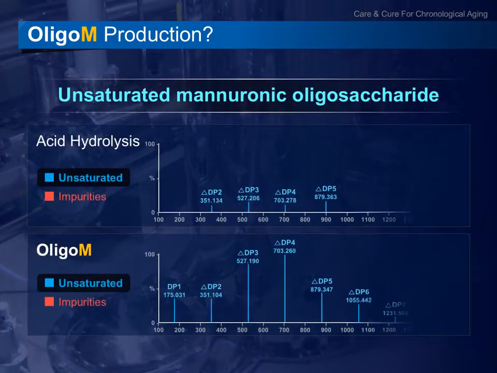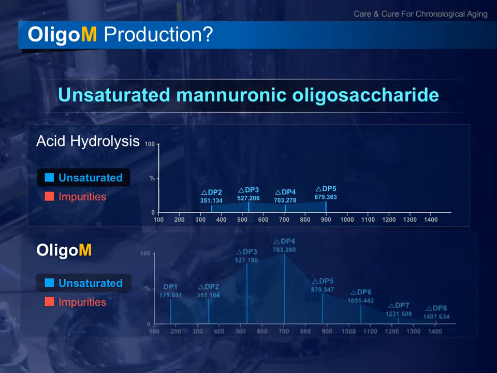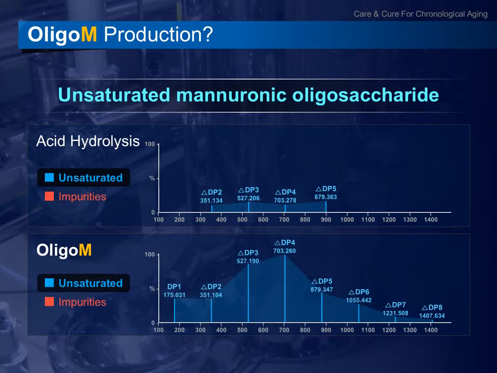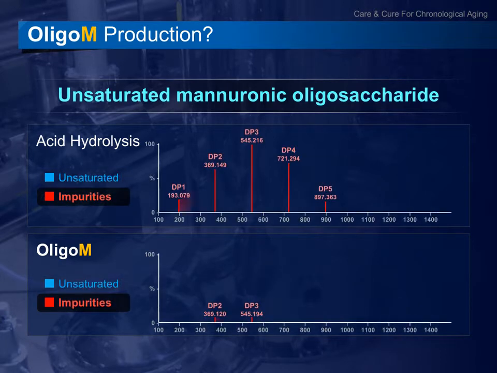There are two methods for making OligoM: acid hydrolysis and enzyme hydrolysis. As shown here, acid hydrolysis produces low amounts of unsaturated oligomers, whereas enzyme hydrolysis, the process that we use for making OligoM, produces high amounts of unsaturated oligomers with higher activity. Also, acid hydrolysis yields higher impurities than enzyme hydrolysis.